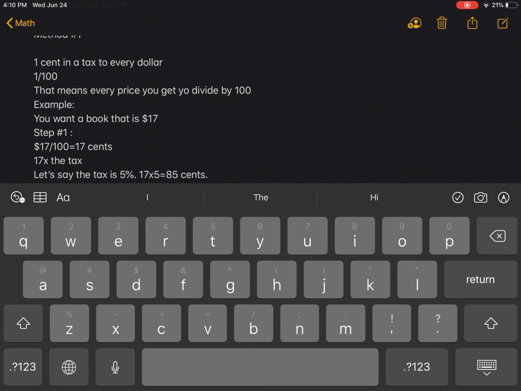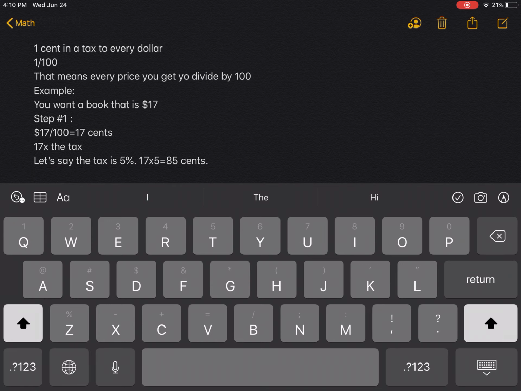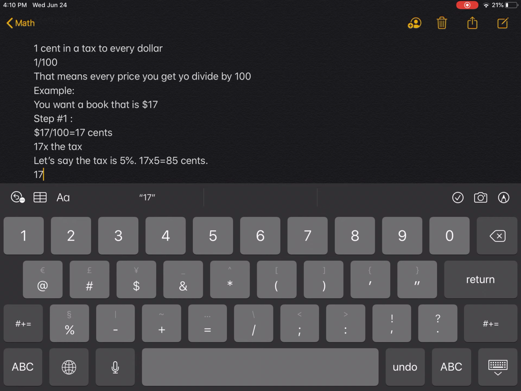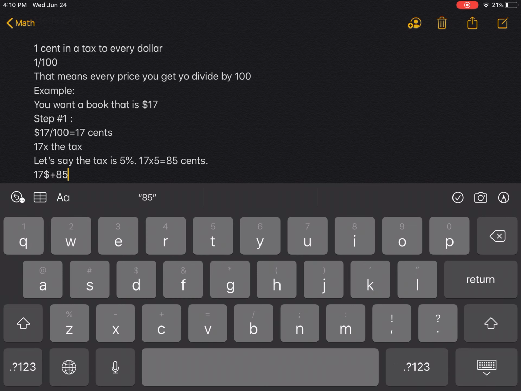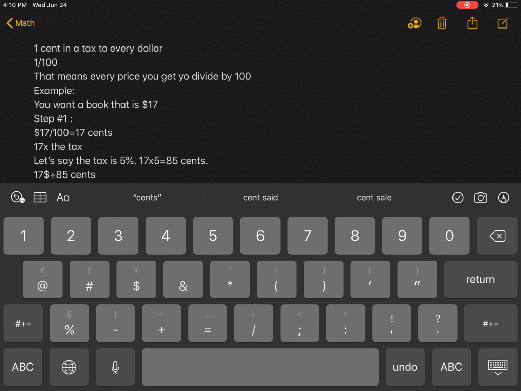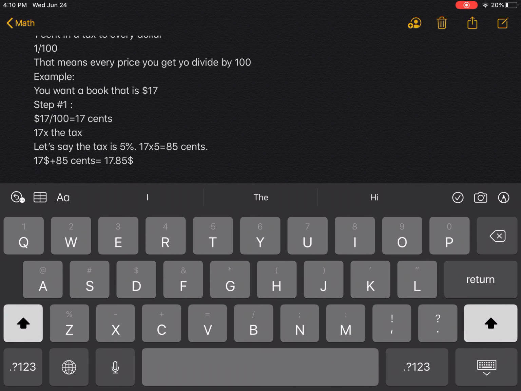So there we go. You add it all up: $17 plus 85 cents. That equals, as you probably all know by now, $17.85. I'm sorry if I'm forgetting to put the dollar sign at the beginning. Okay, so that's how to do it.